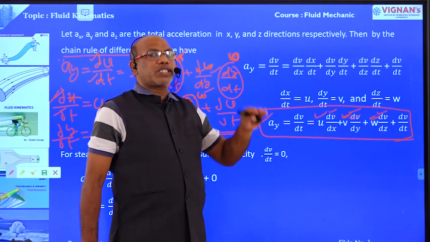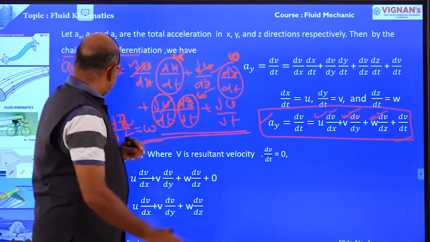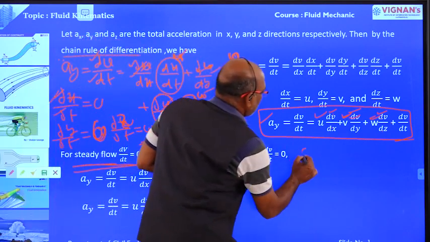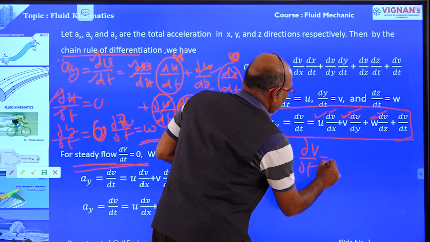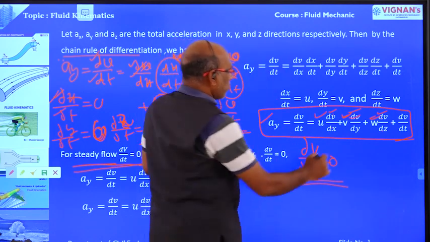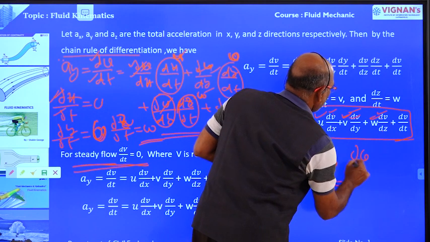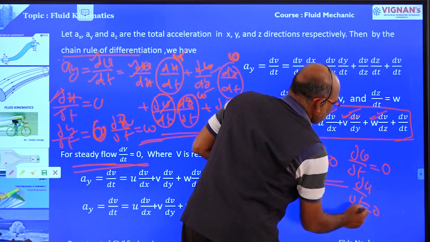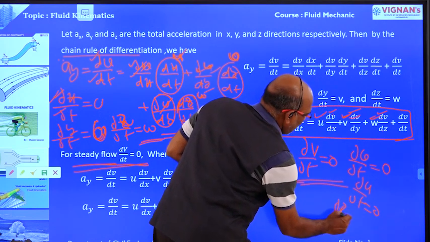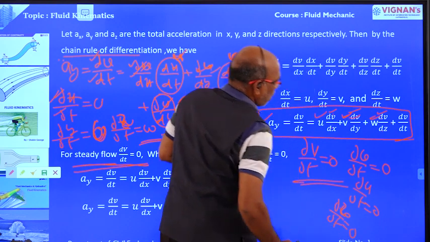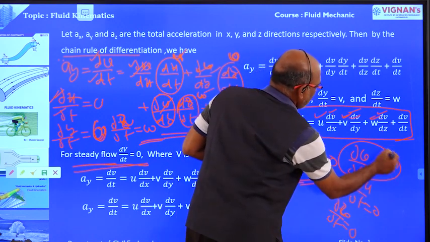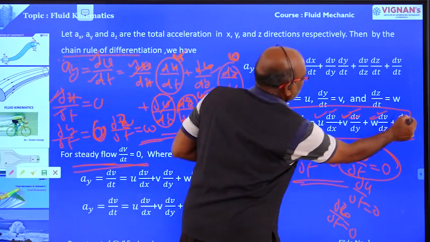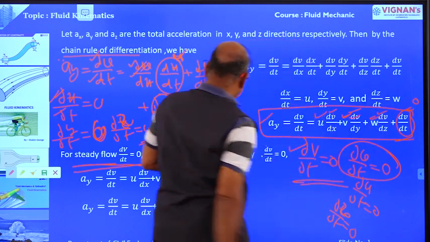If the flow is steady, that means in steady flow dv by dt is equal to 0. In case of steady flow, automatically dv by dt is equal to 0, du by dt is equal to 0, or dw by dt is equal to 0. Now we are going to take dv by dt is equal to 0 because the flow is in y direction. In place of dv by dt, we are going to take 0, right?